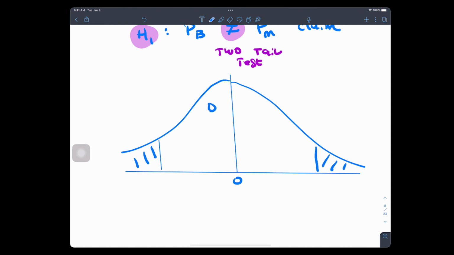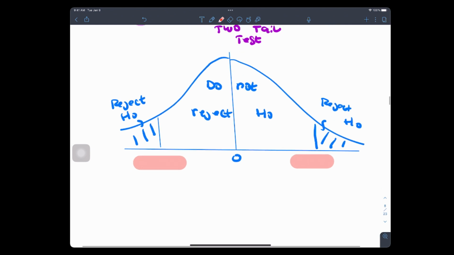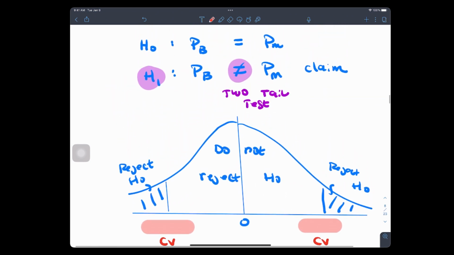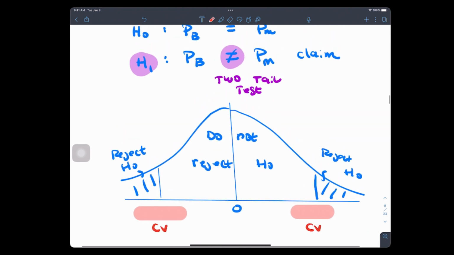Okay, so what do we say? We say what? Do not reject the null. And what is this? You're going to reject the null. I need what again? Two what? Two critical values. Okay, you guys see what I'm saying? You guys see this here?